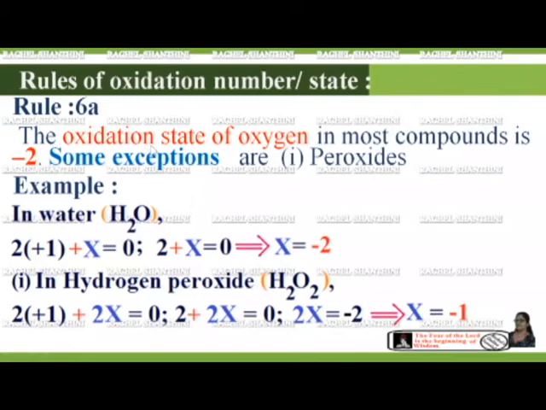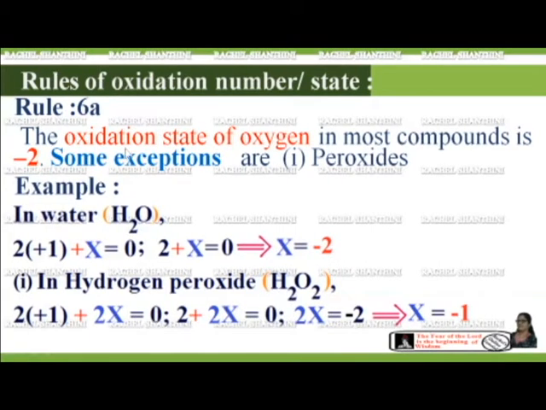Rule 6a. The oxidation state of oxygen in most compounds is -2. Let us take water as an example. If we assume the oxidation state of oxygen is X in the water molecule, we have 2 hydrogens, so 2 into +1, which is the oxidation number of hydrogen, plus X equal to 0, because we know that the algebraic sum of the oxidation states of all the atoms in a molecule equals 0. 2 into 1, that is 2, plus X equal to 0, which gives the value of X equal to -2, which is the oxidation state of oxygen in the water molecule.